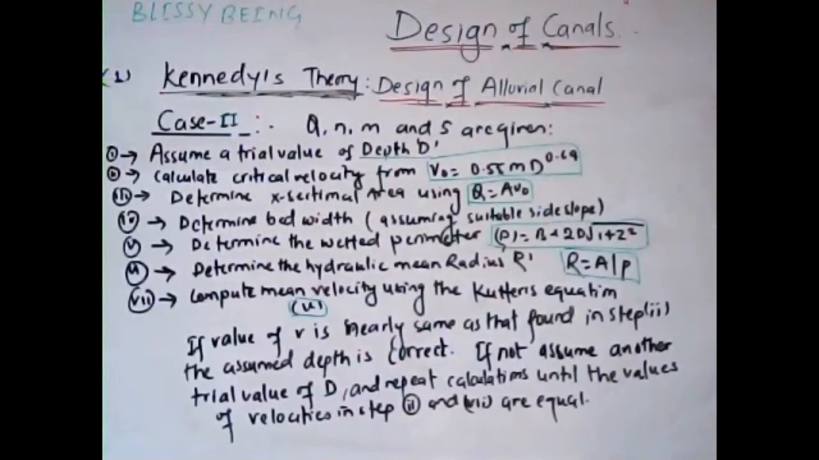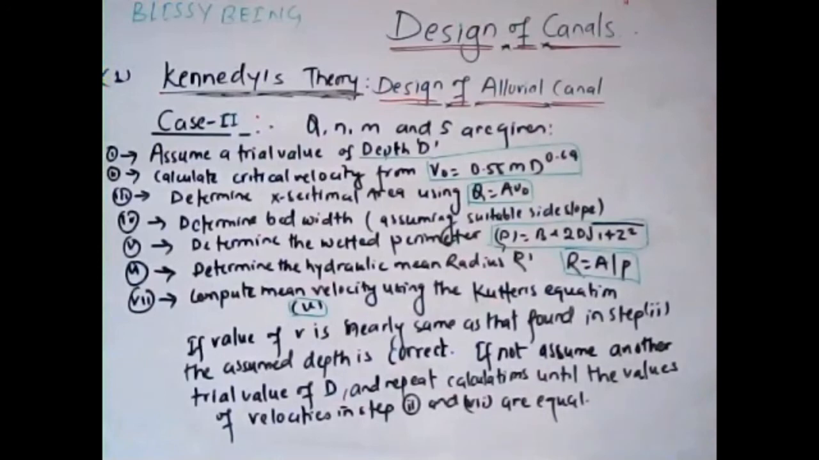At last, you need to compute the mean velocity using Kutter's equation. So using that expression, you can determine the mean velocity. You have obtained one velocity, that is the critical velocity, from Kennedy's expression V0 equals 0.55 m D to the power 0.64. Again, you have obtained the mean velocity using Kutter's equation. So you need to compare the values obtained in step 2 and step 7.